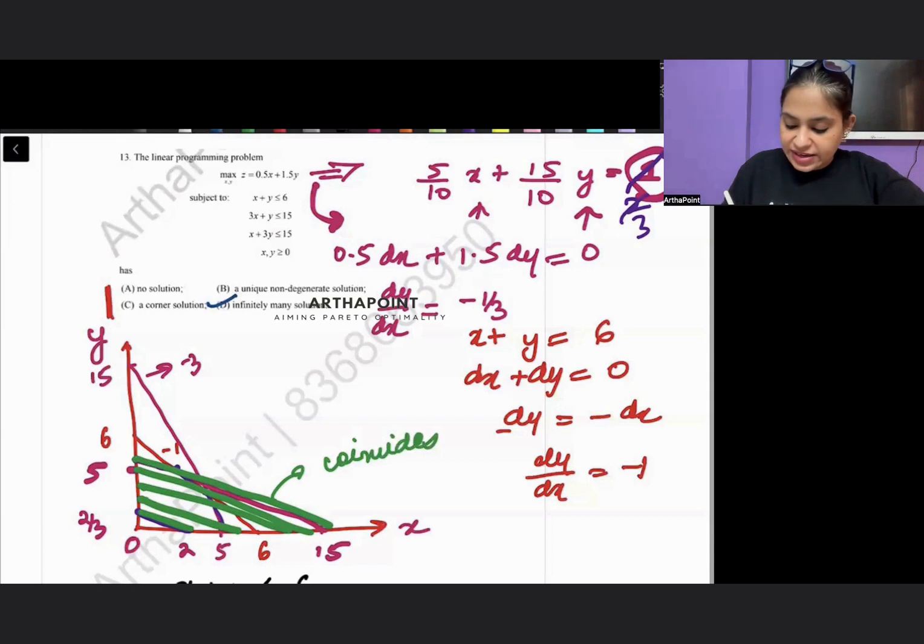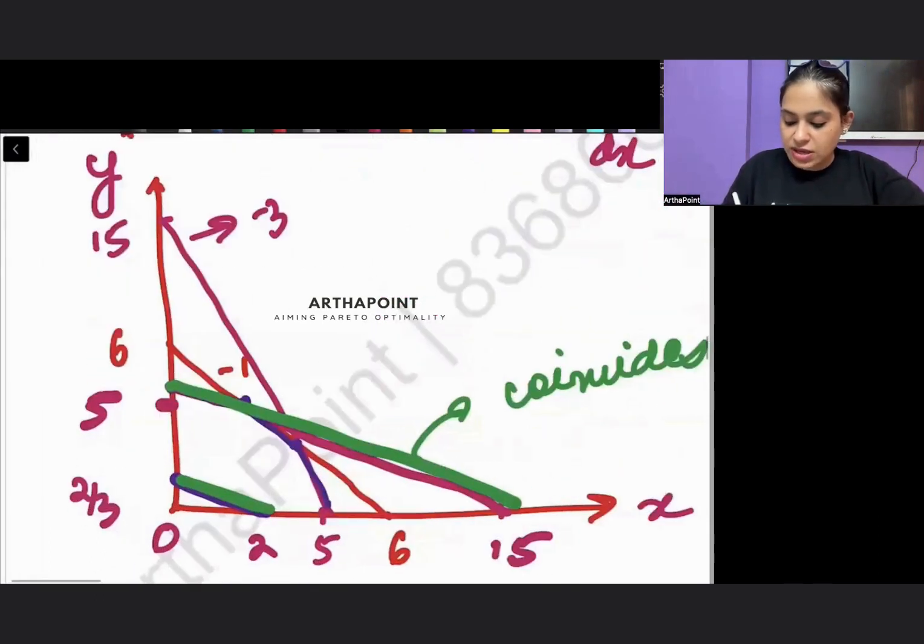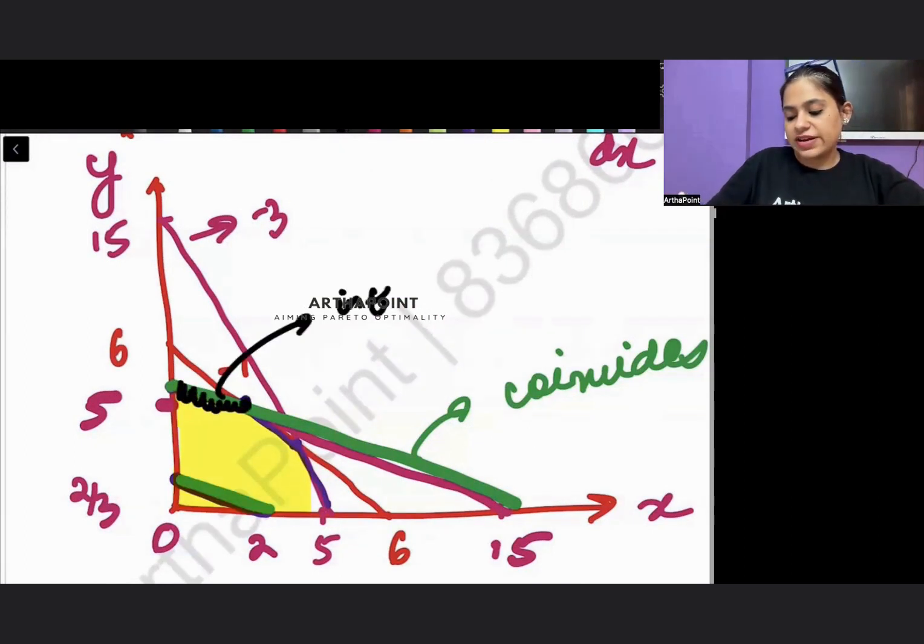Because I need to evaluate it in this region. Try to understand this thing. If I just zoom it, I need to evaluate it in this region, right? And my function gets the highest value at all these points, right? So this has infinitely many solutions.